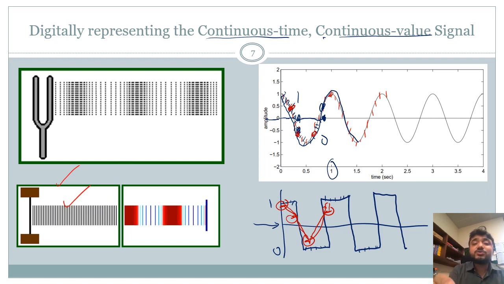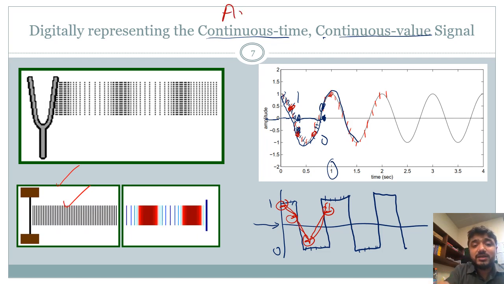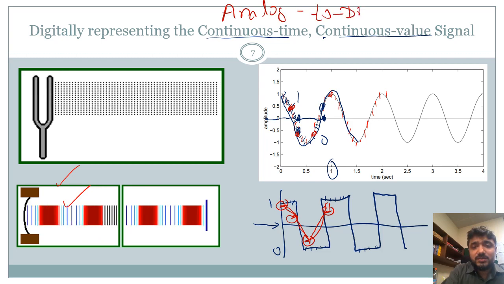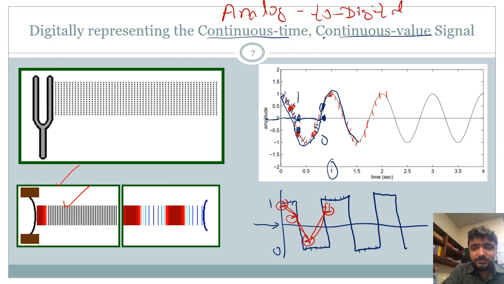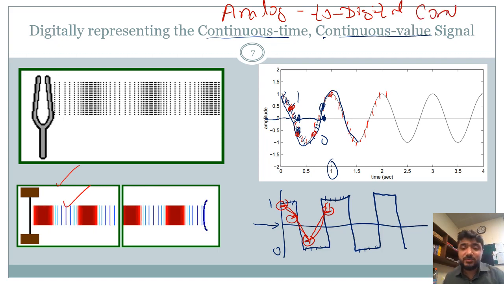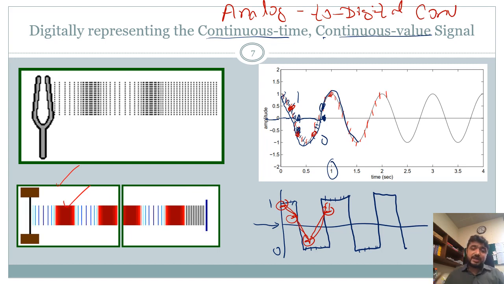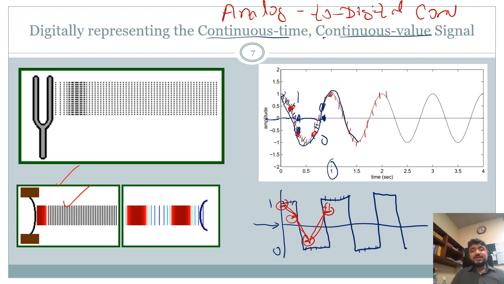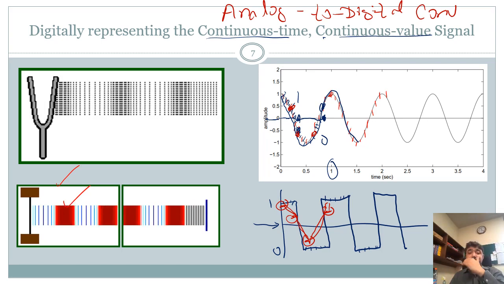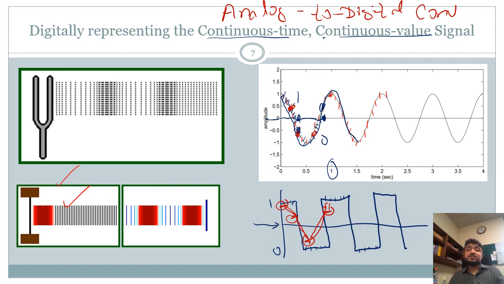This whole thing is known as analog to digital conversion. So A to D conversion, or analog to digital conversion, is essentially taking a real world signal, which is continuous time, continuous valued, and converting it into a discrete time, discrete valued signal, which is essentially now a digital signal.